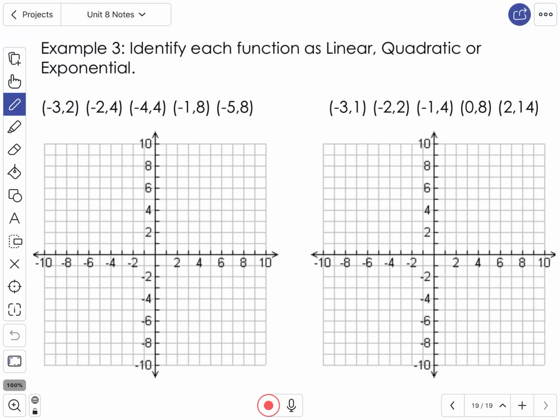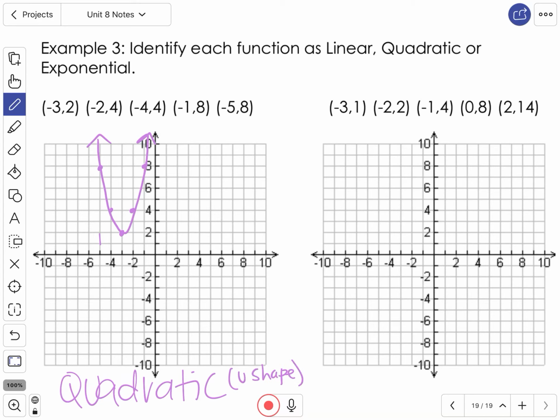Okay, last one, we're gonna be just graphing some points. So we wanna graph each of these and kind of look at the shape of what's happening. So with -3, 2, -2, 4, -4, 4, -1, 8, and -5, 8. When I connect my dots, I can see that I have that U shape, which I know is a quadratic. So that U shape is what we're looking for with a quadratic.